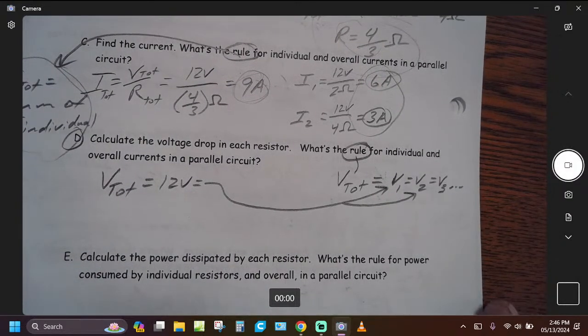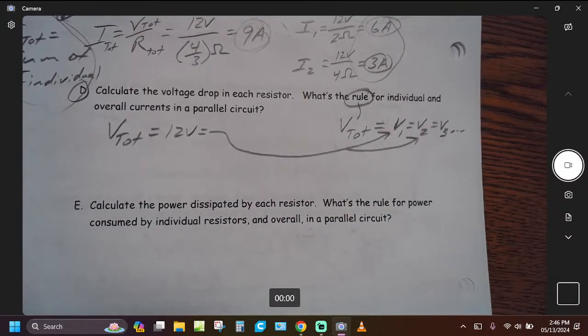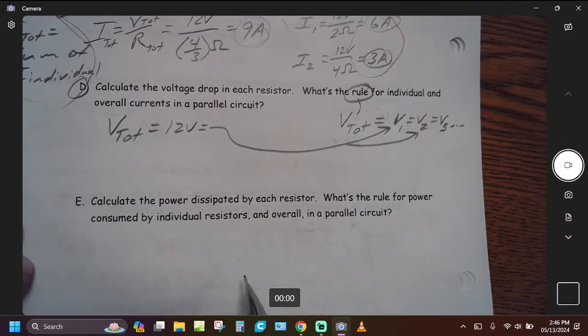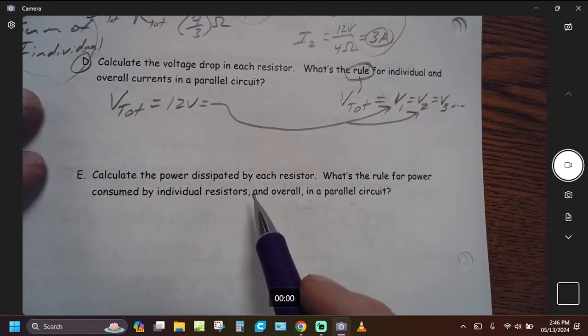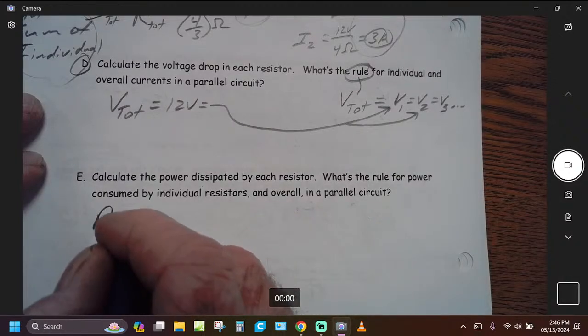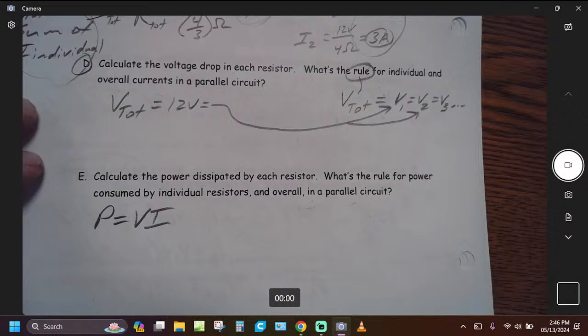And we're almost done, and then we'll take a little tiny break and we'll do some puzzles. Some bad puzzles, but we'll fix them. The first one's bad, it needs to be fixed. Calculate the power dissipated by each resistor. Power, my favorite formula is VI. You can use any formula you want.